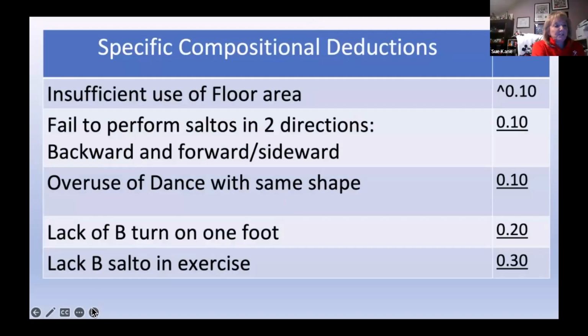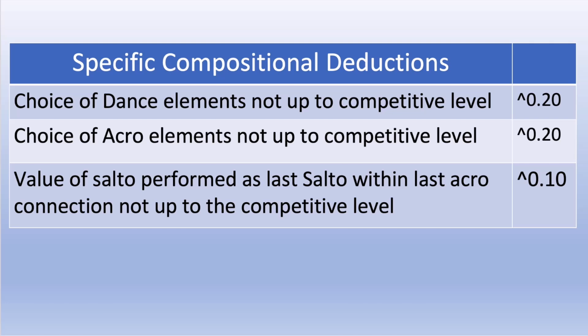Our specific compositional deductions, insufficient use of the floor area up to 1, failure to perform saltos in 2 directions. So you must perform a backward salto, and then you have your choice of a forward or sideward. The overuse of dance with the same shape, such as tucks and wolves, count as the same shape. So more than 2 of those, or more than 2 straddle jumps, but switch leaps are not included in that. The lack of B turn on 1 foot is a 2/10 deduction, and the lack of a B salto is a 3/10 deduction. Our specific compositional deductions, again, the guidelines for applying those deductions are in Appendix 15.